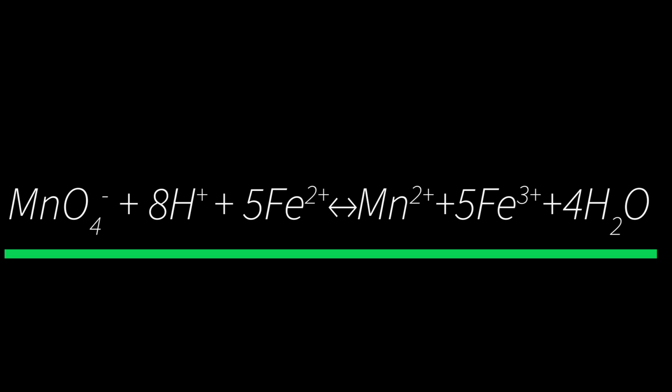If we combine the equations, we end up with this. This is just the previous equations combined with electrons from both sides cancelled out. This shows us the molar ratio between manganese ions and Fe2+ ions, which is crucial to the calculations later on. This also allows us to kind of see what will be happening.